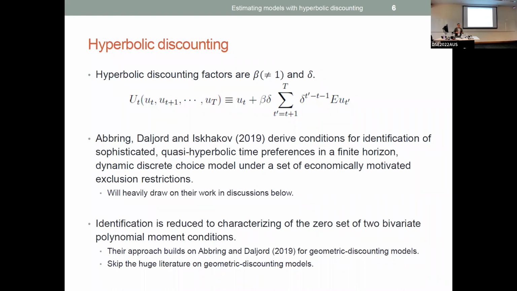So you don't get linearity, and that has implications for set identification. The identified set is finite, but you don't usually get point identification. Their approach builds on the QE paper in 2009 for geometric discounting models, and a lot of the equations presented today would be generalizations of those results. So if we get through these results, we'll be able to also indirectly cover the huge literature on geometric discounting models.